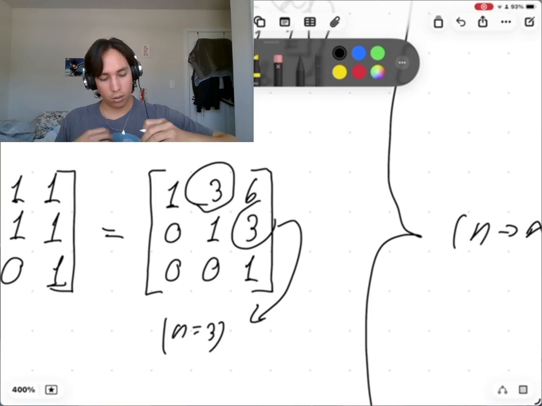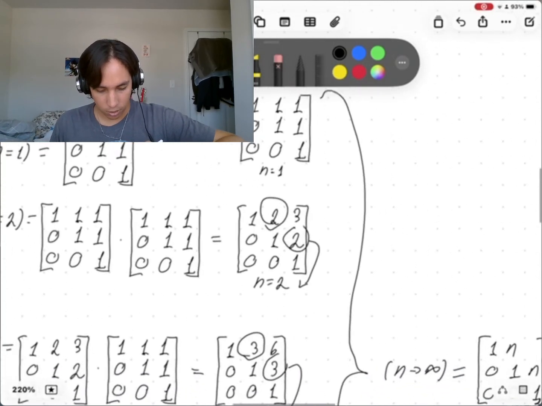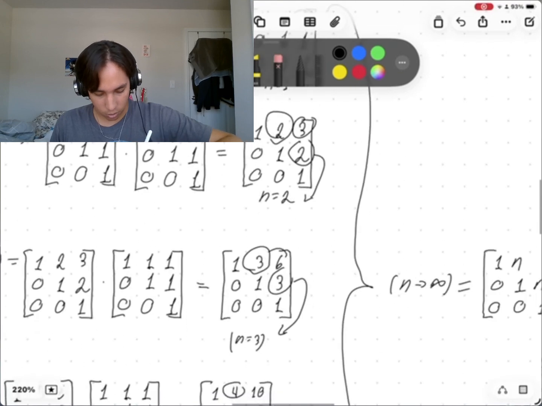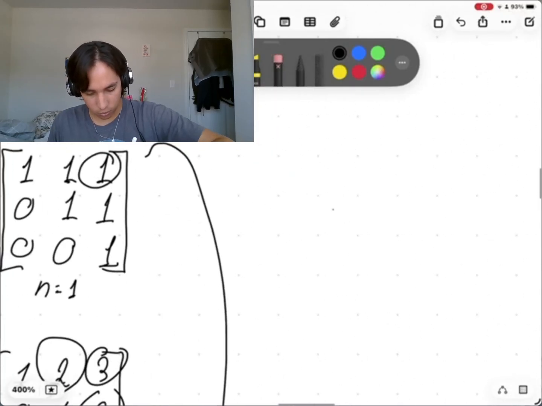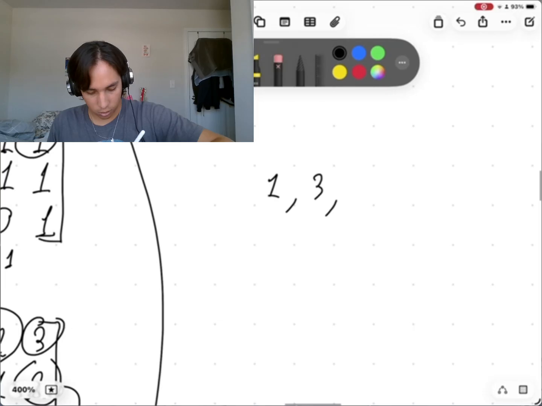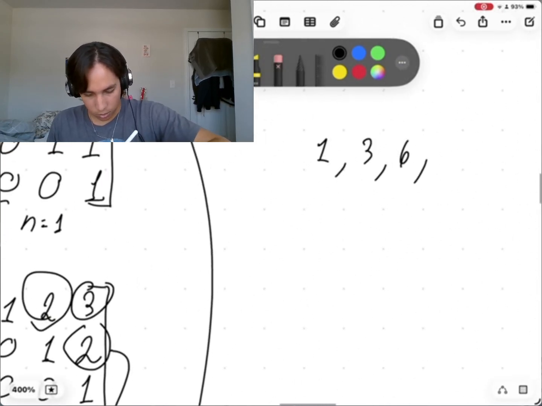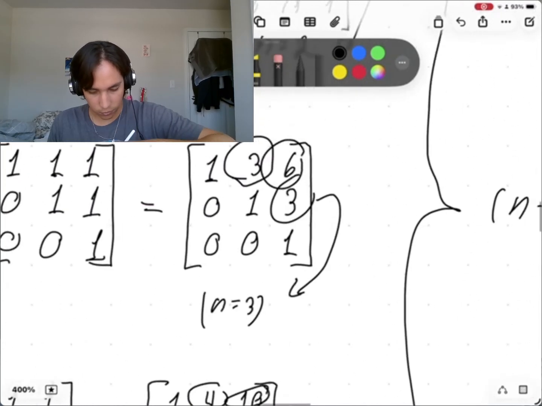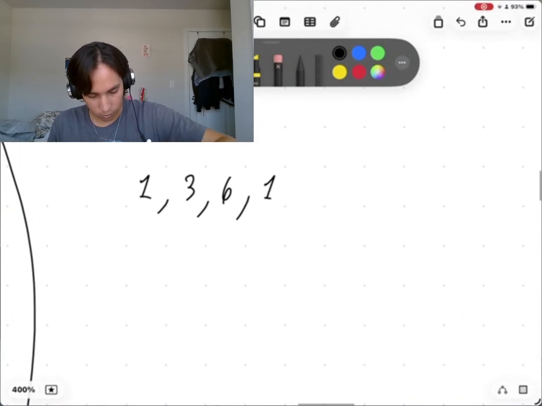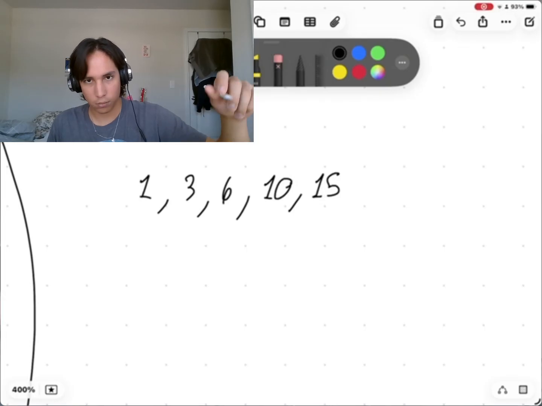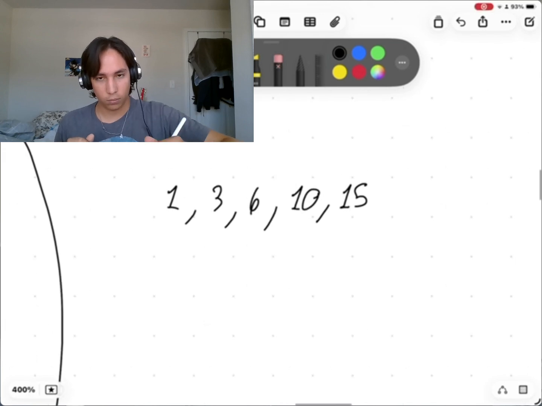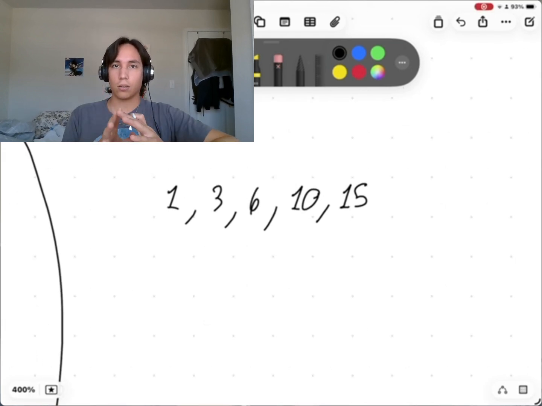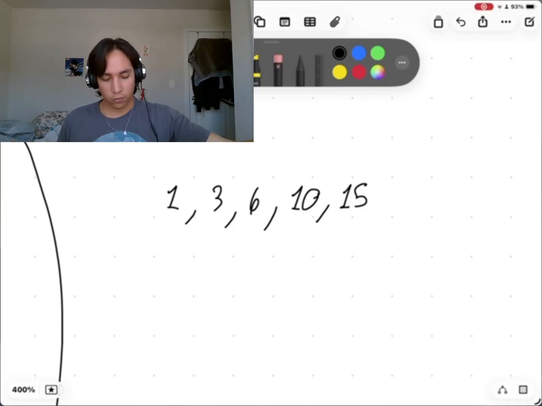Now for the more complicated, more involved part is the upper right corner of the matrices, right? We can put them on a list. We have them 1, 3, 6, 10, 15, right? All right. So we can try to derive some sort of pattern from here.